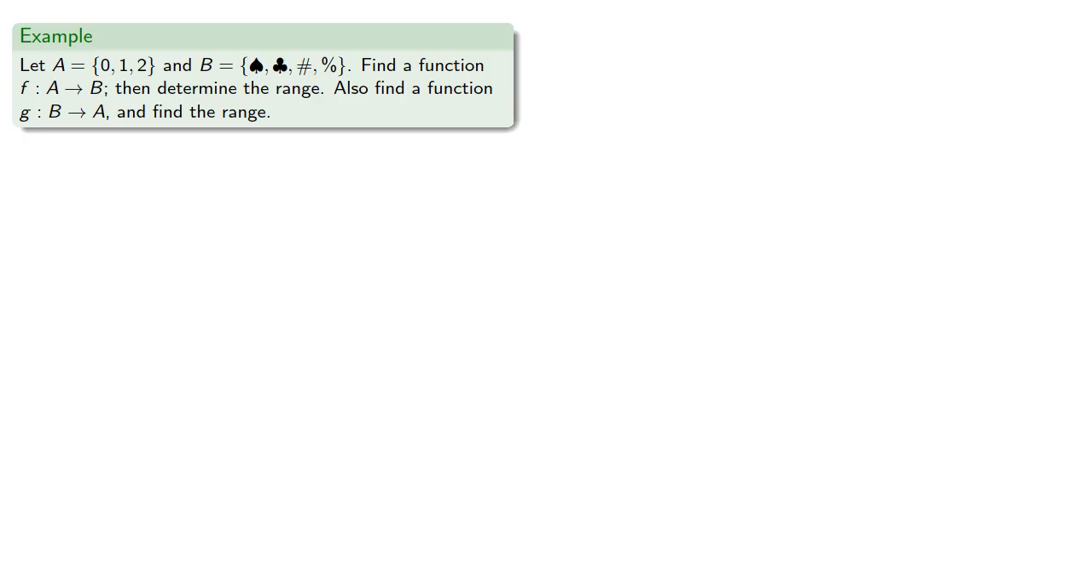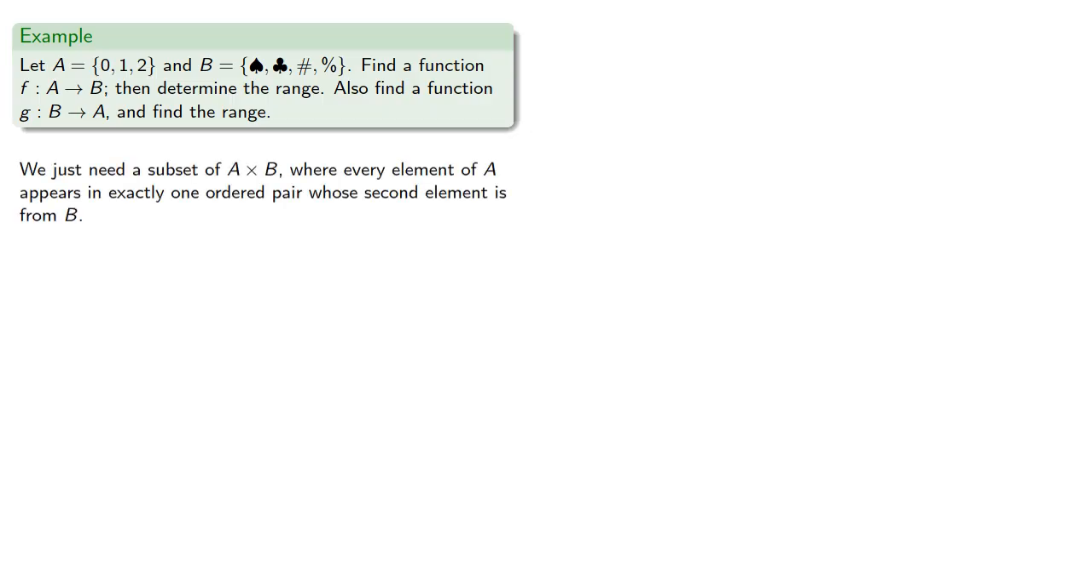So, for example, let our set A be 0, 1, 2, and our second set B be something else. Let's find a function that maps A to B, and then determine the range. And also let's find a function that maps the other way and find the range. We just need a subset of the Cartesian product where every element of A appears in exactly one ordered pair whose second element is from B.